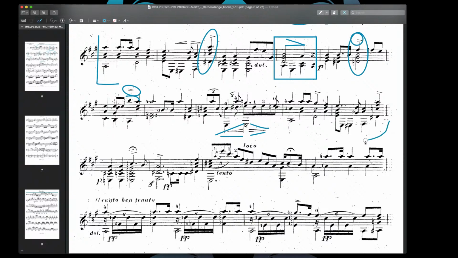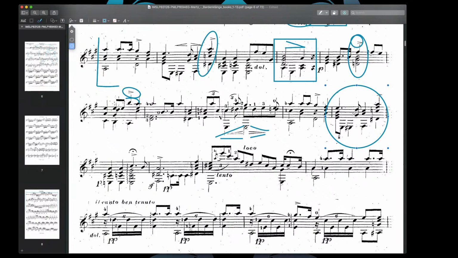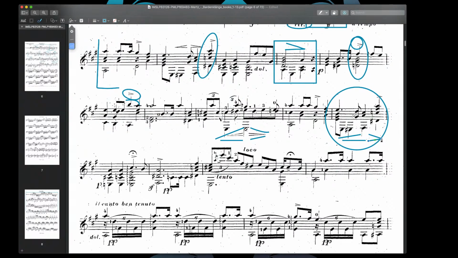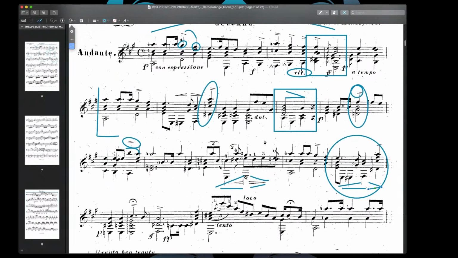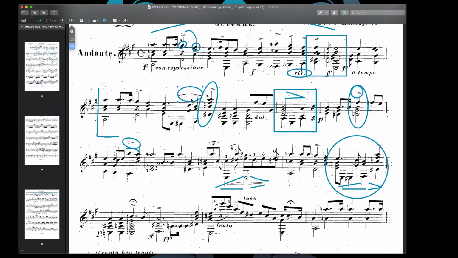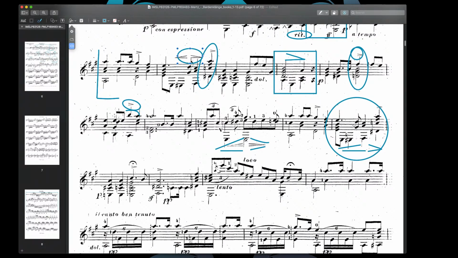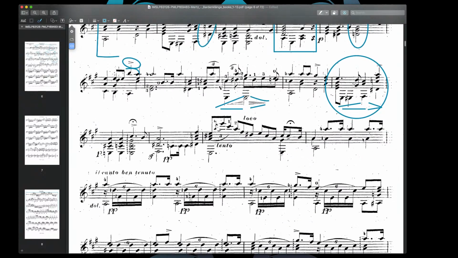Notice here we have the same material, but this time Mertz, or the edition, has decided not to put in the crescendo decrescendo. Why? Because we've already tried to make it explicit back here, and it should therefore be implied. It's not because we're not going to do it at all. It's because it should be implied, right?